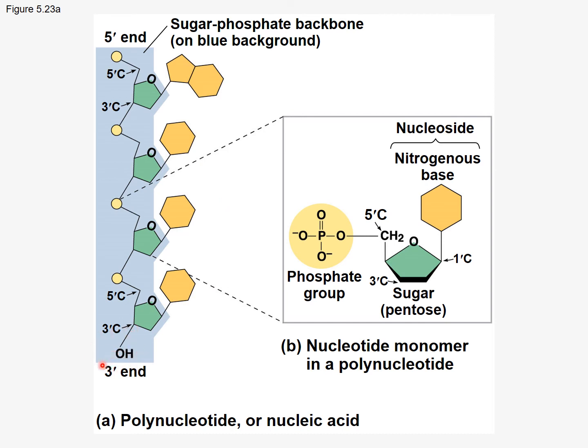And that 3' end is pretty important for the synthesis of polymers because it needs to be there and it needs to have this hydroxyl group there. So this hydroxyl group will attach to another nucleotide at the phosphate to create another phosphodiester bond when another nucleotide is added.